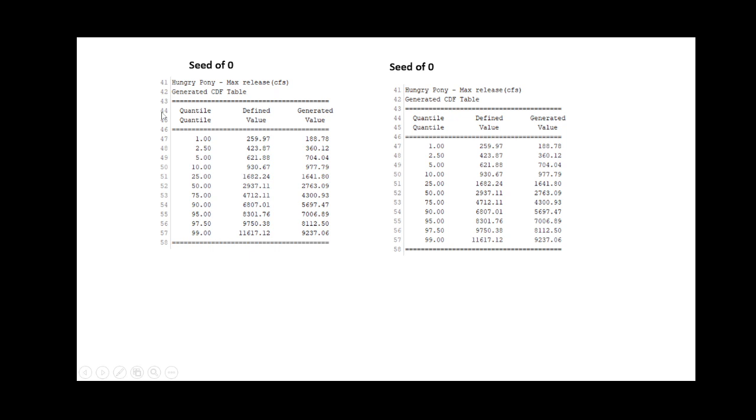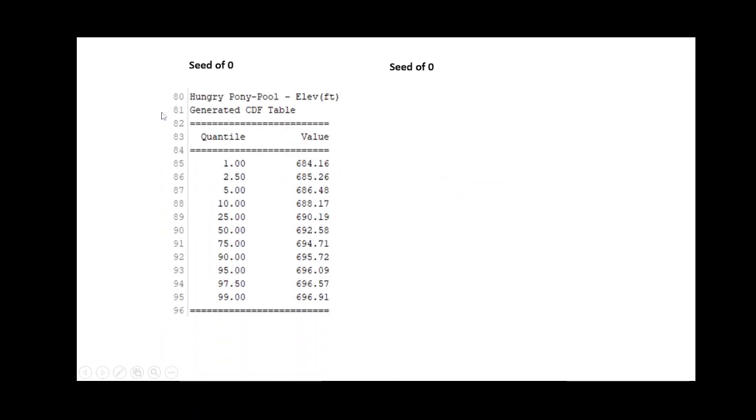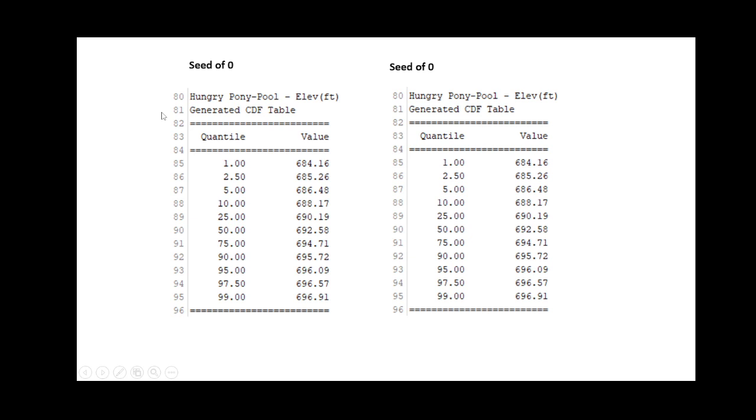So on the left, you can see the first time I ran a seed of 0, and on the right, you see the second time that I ran a seed of 0. You can see that in both of these cases, we have the same generated value for our input variable, which was the maximum release from the reservoir. And since that distribution was the same, we would expect the distribution to also be the same for our output variable, which was the reservoir elevation. And you can see that both of those numbers are the same.